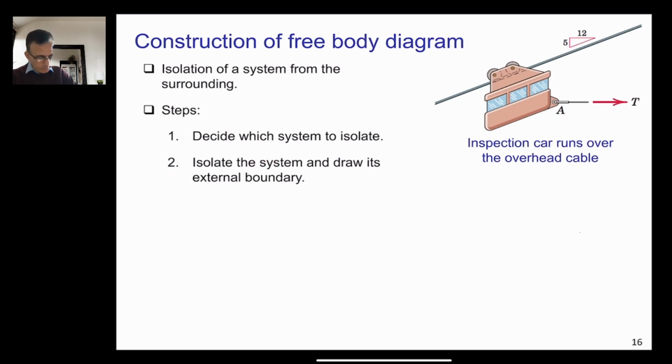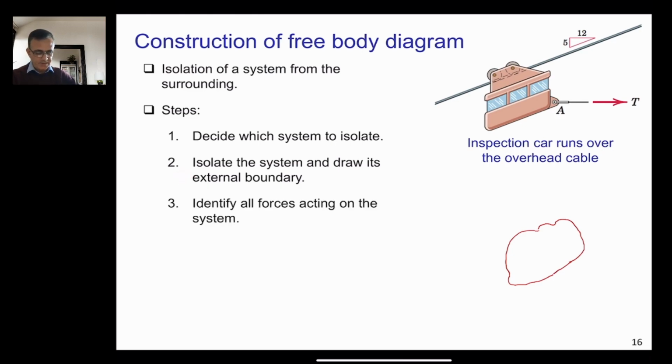So we will maybe just draw a rough thing here. So this is the rough diagram of this inspection car, and identify all forces acting on it. So now we have the inspection car. Now we need to draw all the forces. So the first force here is the T, which is the applied force, tension. So you need to draw it here.